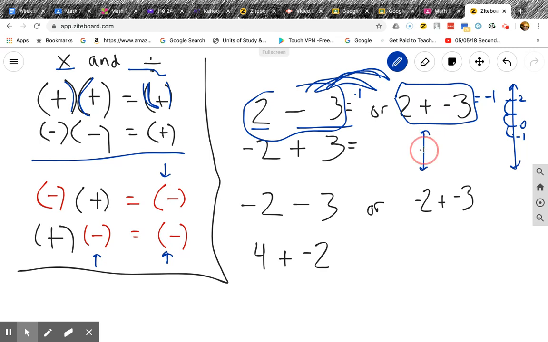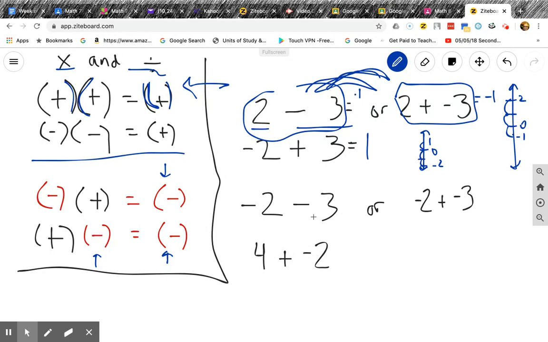If I go to my thermometer again, or my number line, and I go down to negative 2, and then I go up 3, what did I end up at? I ended up at positive 1. So there's the difference. These rules over here do not work for addition and subtraction.